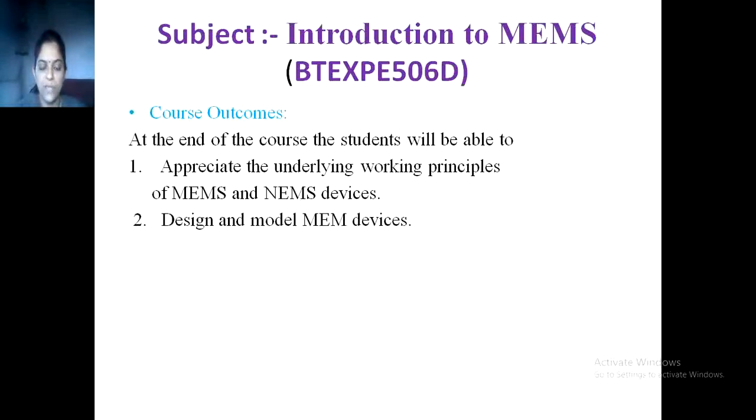So next, after the completion of this course, what are the outcomes? The student will be able to appreciate the underlying working principle of MEMS and MEMS devices, and design and model MEMS devices. So these are nothing but our outcomes. After completion of this course, the student will be able to work with MEMS devices as well as design MEMS devices.